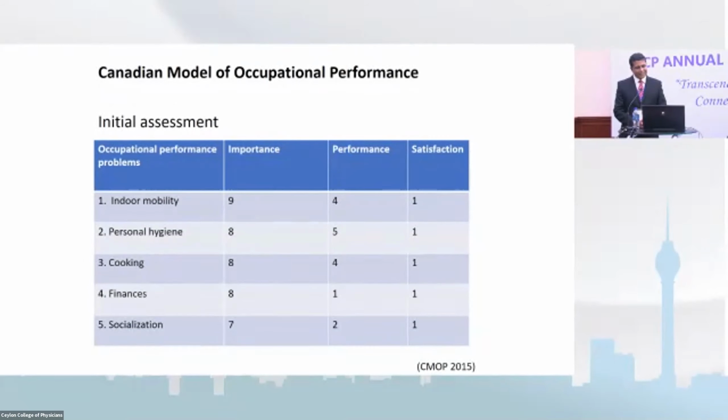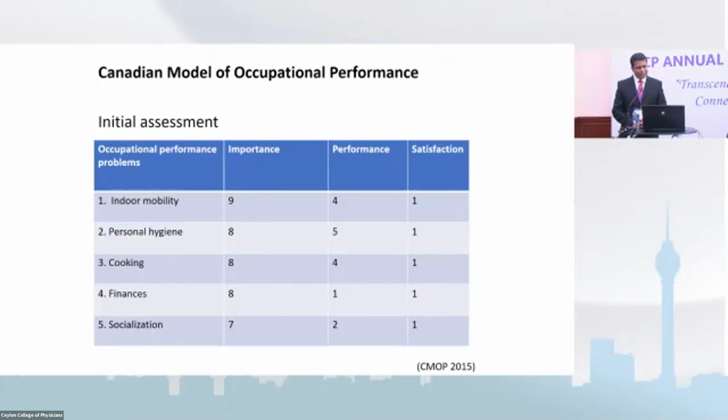And this is the Canadian Model of Occupational Performance, where the occupational therapist looks at 5 important things: indoor mobility, personal hygiene, cooking, finances, and socialization. And she looked at the importance of those activities to the patient, rated out of 10. You can see the patient has rated almost all her activities like 7, 8, 9. So those are important to the patient. But then the performance and satisfaction.